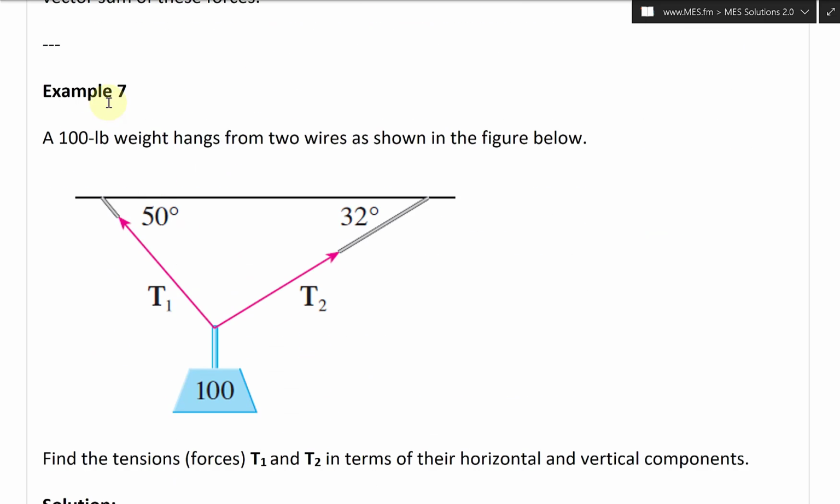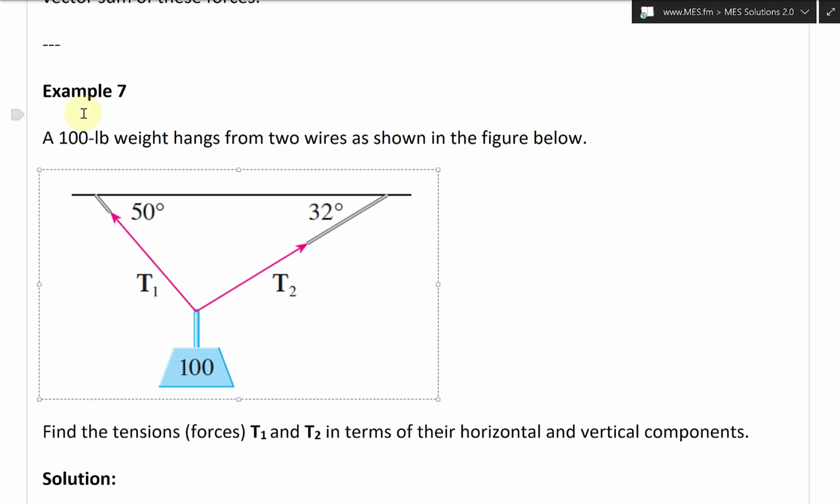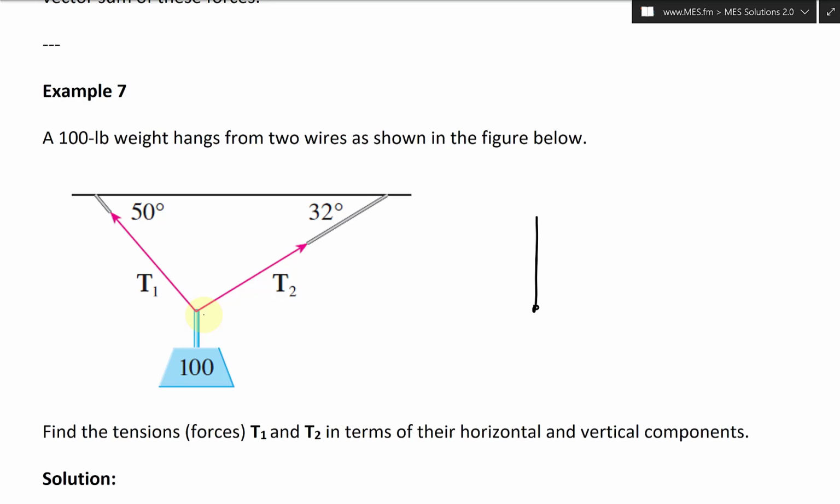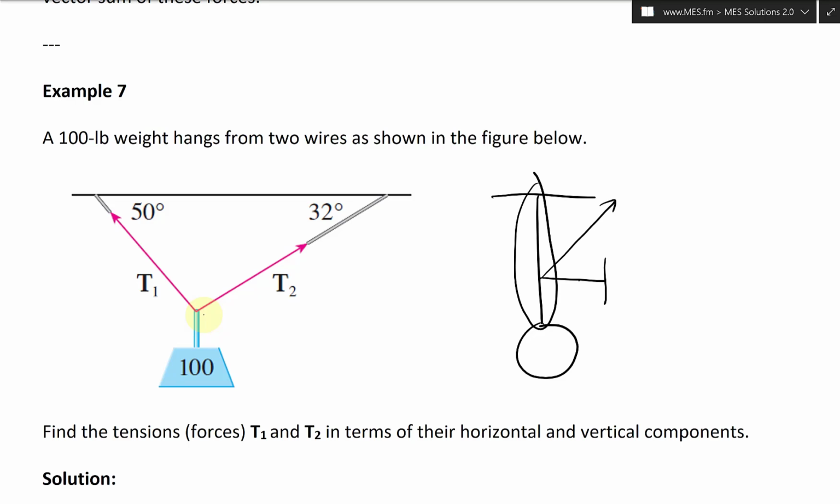And that brings us to example 7. A 100-pound weight hangs from 2 wires, shown in the figure below. When you have 2 wires like this, it's going to split up the forces according to the angles there. For example, if you had a rope that's vertical, holding a big giant ball, and another rope that's horizontal, the horizontal one experiences no vertical force, so all the force goes to the vertical one. And then as you adjust this angle, moving this up, it's going to shift the weight accordingly.